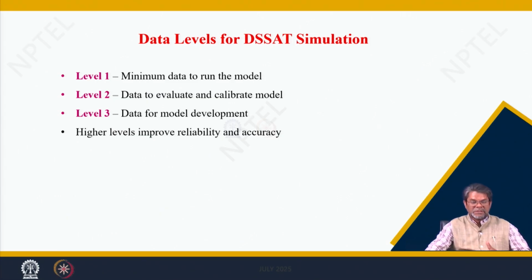So, we discussed what files are required to run the model, label 1, then to evaluate the model, label 2, then for development of the model, label 3. So, these are the 3 levels of simulations we can do. Label 1 is the minimum data set to run the model, label 2 is the data set for the evaluation of the model performance, and label 3 is the data for model development.